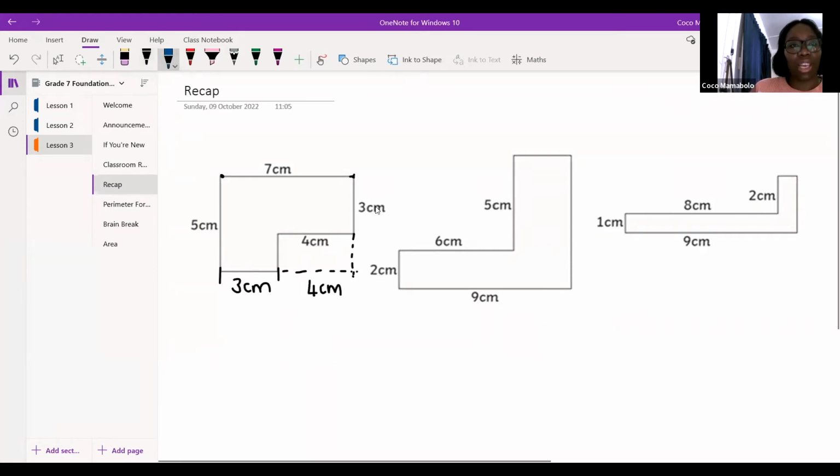And now we have to look at this side over here. If this whole side over here is 5 centimeters, and they've already taken out, or they've left us a 3 centimeter chunk, how much is left? Which is going to be this part over here. How big is this section over here? 2 centimeters. Excellent. 2 centimeters. Okay, well done. So this part over here, 2 centimeters.